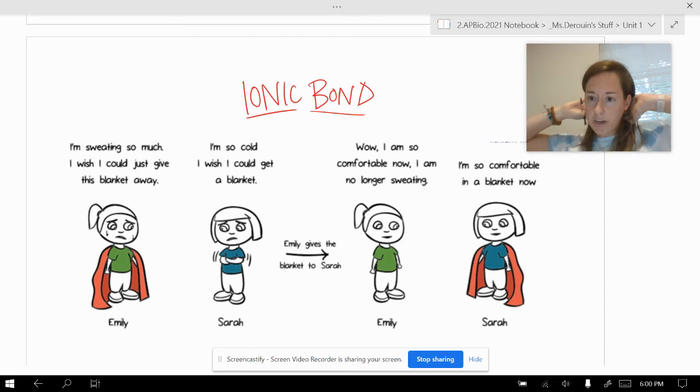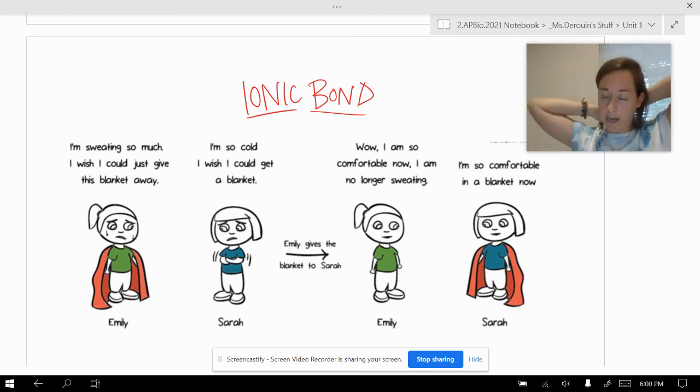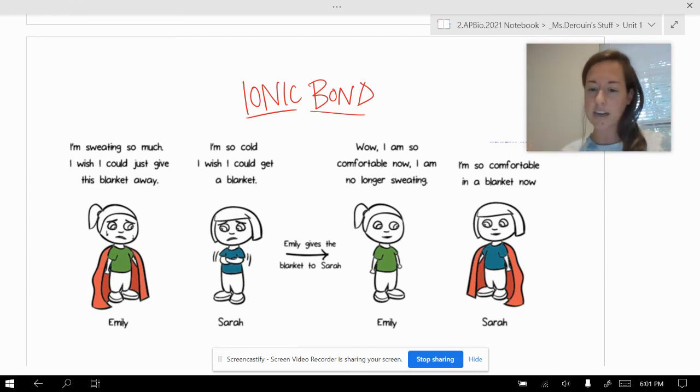So if it were an electron after this transaction, Emily would be more positive. She would be a positively charged cation, and Sarah would be negatively charged. She would be an anion. I guess we should have made her frowning, but she's stable, so she's happy. Okay.